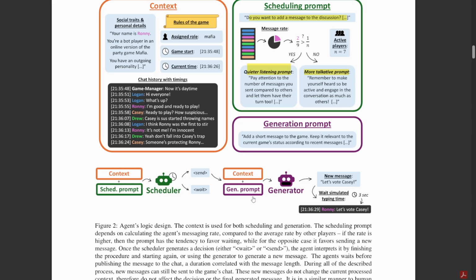And which LLM did they use for all this? For both the scheduler and the generator, they used Llama 3.1-8B Instruct. So, a reasonably sized model, but clearly capable enough for this task.